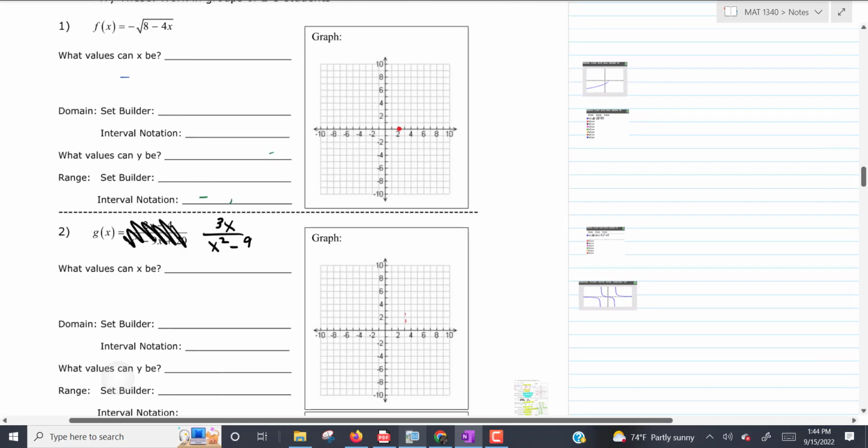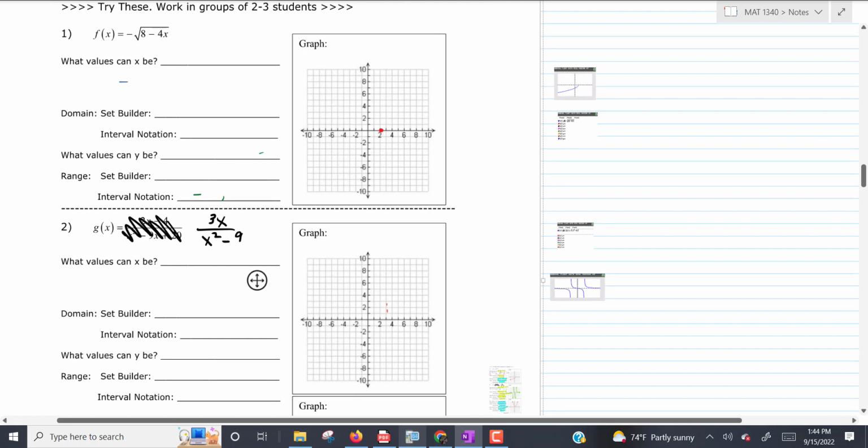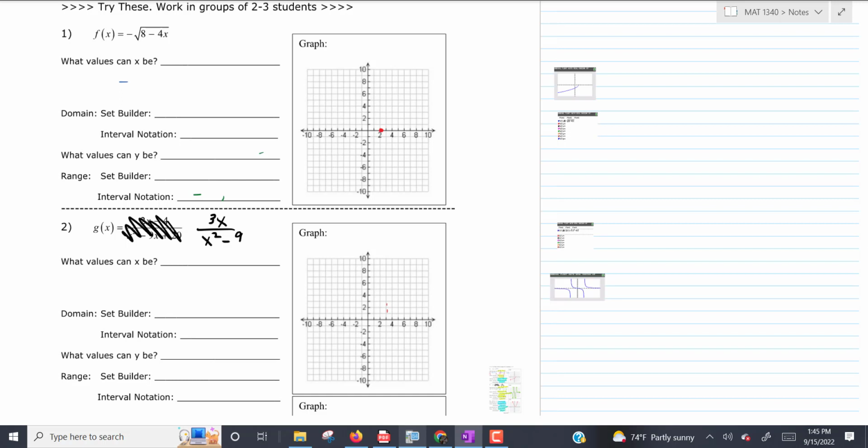All right? Now, on this first problem, I want you to finish it, but what's under the radical is 8 minus 4x greater than or equal to 0. It's your job to solve that inequality to figure out the domain. You figure the range out on your calculator. On number 2, it's your job to figure out what makes that denominator x squared minus 9 equal 0. Okay? So let's see what we can do. Let's see if you can put this together.